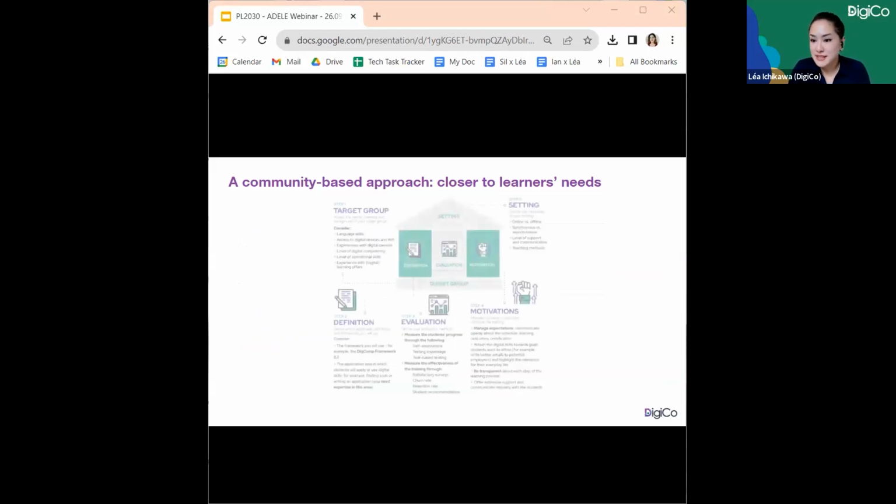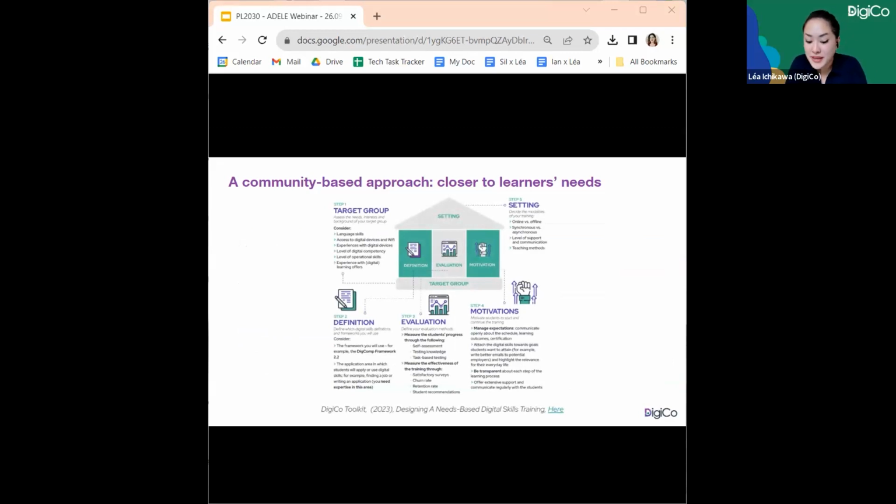So more specifically, what are we looking into? This really nice graphic is actually a toolkit that we posted on our website. You can have a look. So what does this graphic show essentially? It shows how to tailor and design a digital skills training that answers as best as possible and as closely as possible the needs of your target groups. So I'll let you have a quick look.